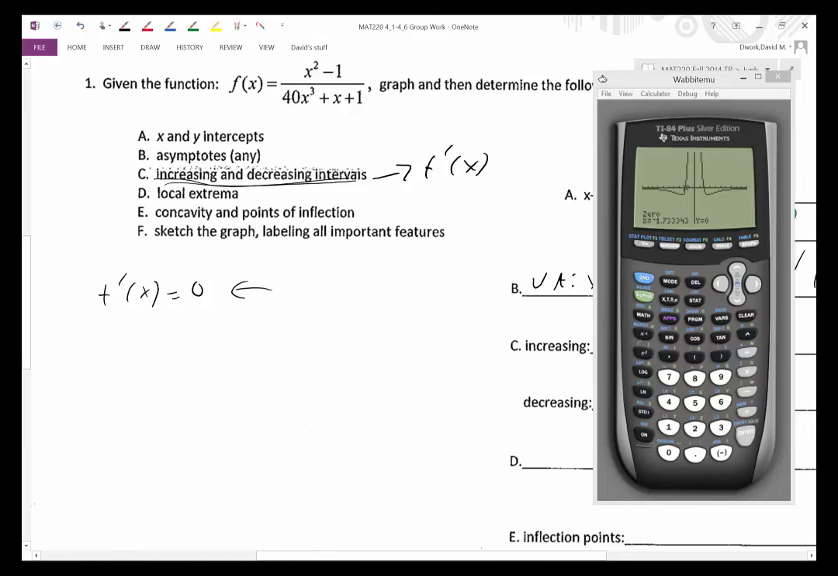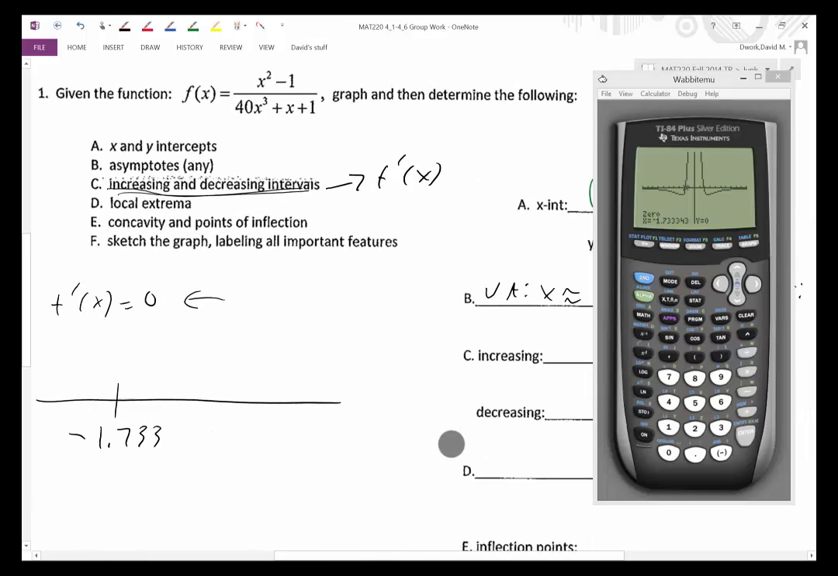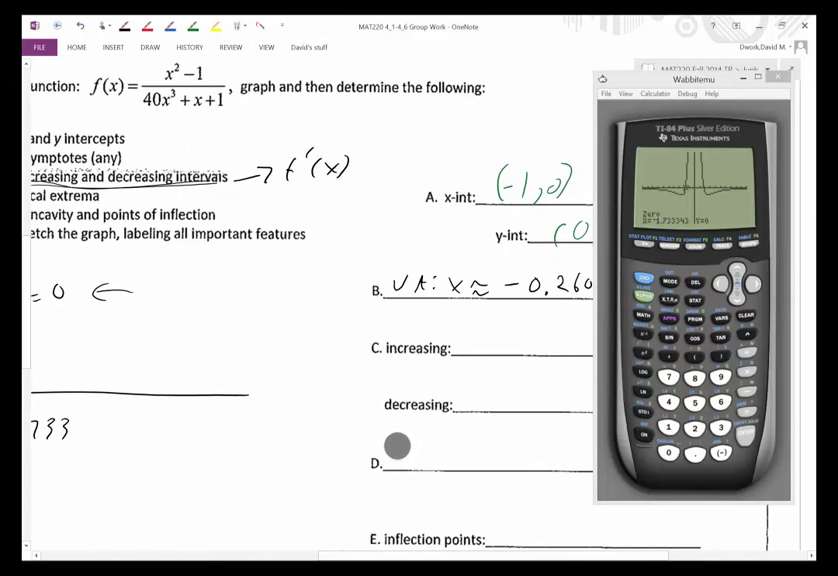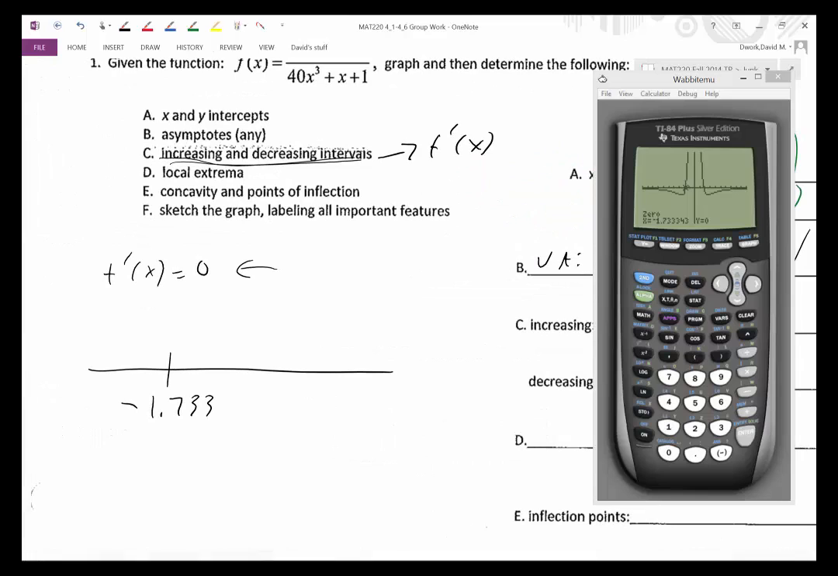So here we go. Let's reset this here. So for my derivative number line, the most negative number down here is negative 1.733 and change. I had a vertical asymptote at negative 0.26, so that's going to go somewhere over here, negative 0.26. And then you can see from the graph our next critical point, our next first derivative equaling 0, is in the positives, so I know it's going to go over here. And we'll do the process again.